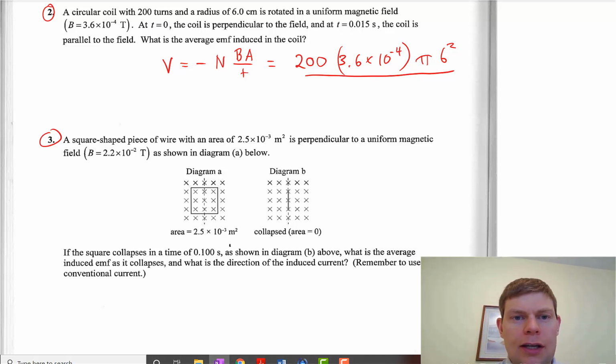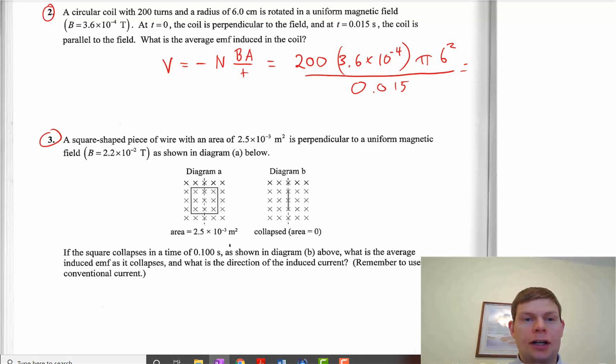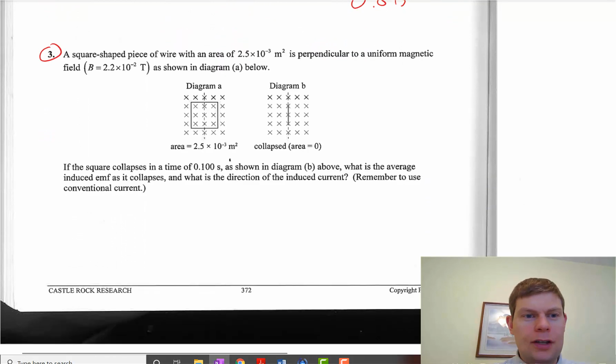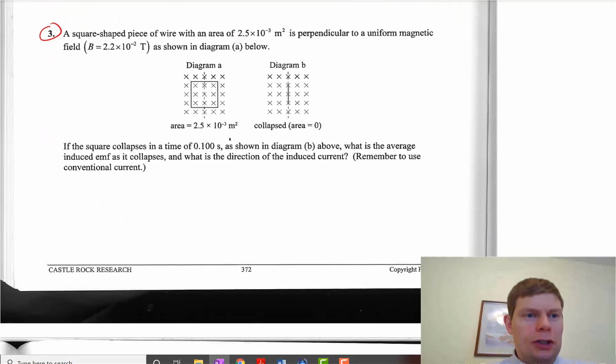So we started with it perpendicular to the field, and so the flux is BA, and at the end it's going to 0. So really we want to find the change in flux times our number of loops. This is our change in flux because we're going from B times A to 0. So that's our change in flux, and we're dividing by time, which is 0.015. Plug that in your calculator, you're done. Remember, solutions are also available on the Google Classroom if you want the numerical answer.